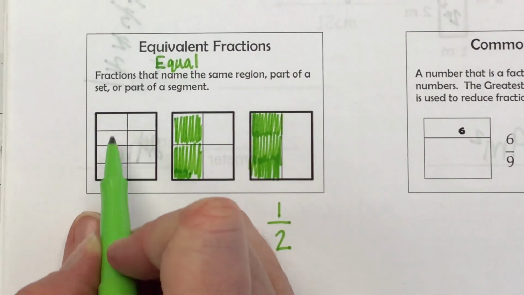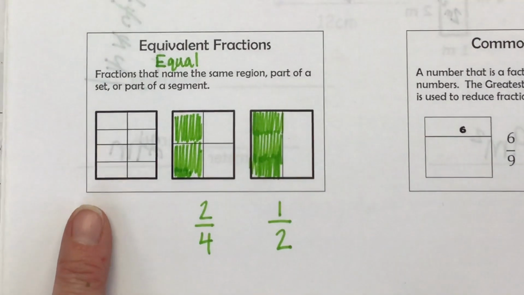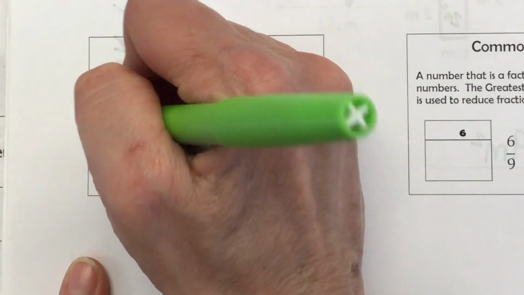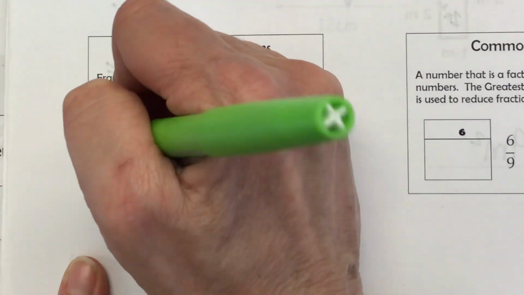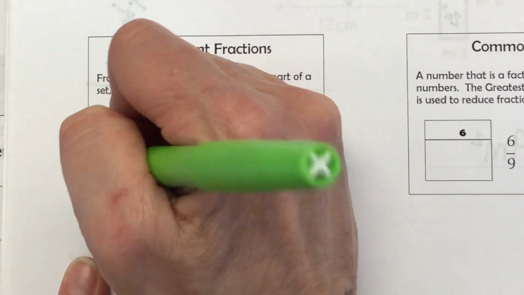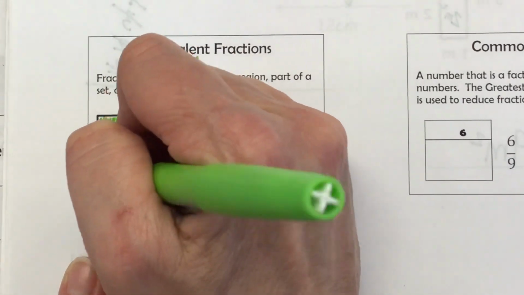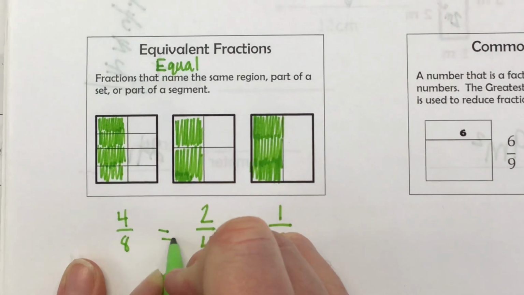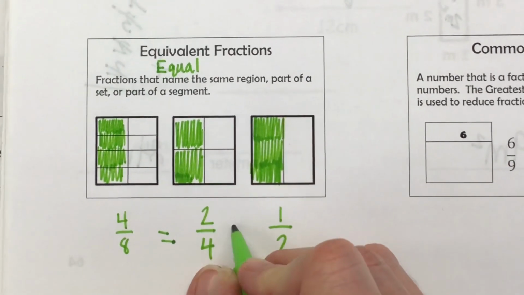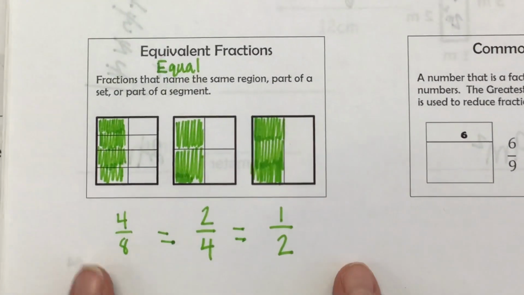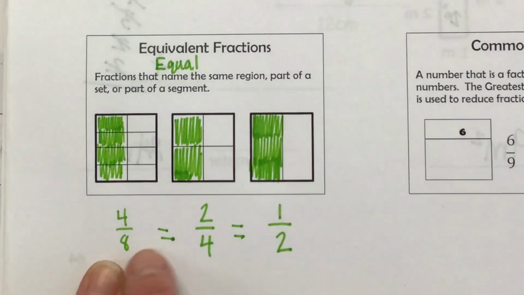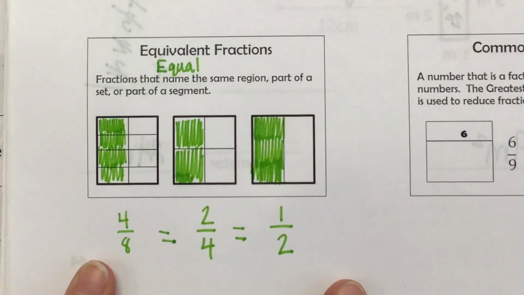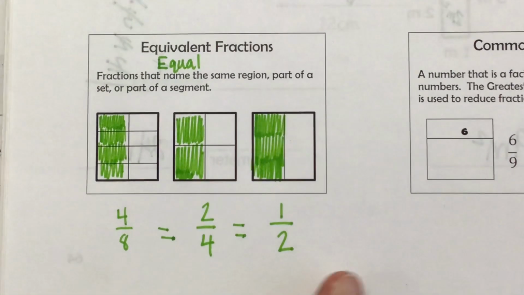Okay, and then over here on this side, how many should I shade in to be equivalent? Rowan? 4. So we would say that 4/8 is equivalent to 2/4, which is equivalent to 1/2. That also makes 2/4, which is equal to 1/2. That also makes 4/8 equal to 1/2. Okay?